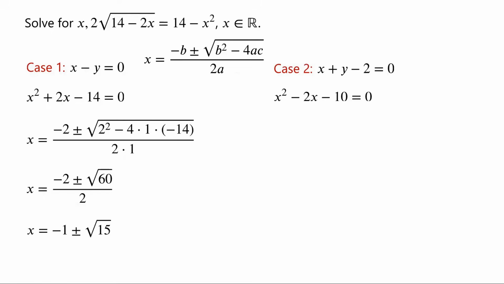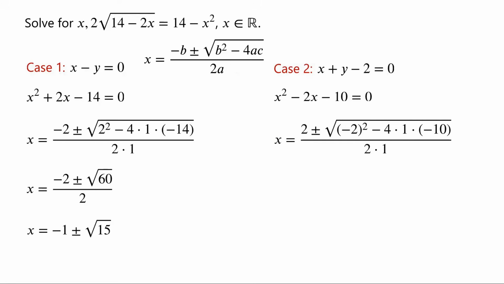For case 2, a equals 1, b equals negative 2, and c equals negative 10. So x equals 2, plus or minus root of negative 2 all squared, minus 4 times 1, times negative 10, over 2 times 1. Negative 2 all squared, minus 4 times 1, times negative 10, is equal to 4 plus 40, which is 44. So, x equals 2 plus or minus root 44, over 2. 44 is equal to 4 times 11. So root 44 equals 2 root 11. So, x equals 1 plus or minus root 11.